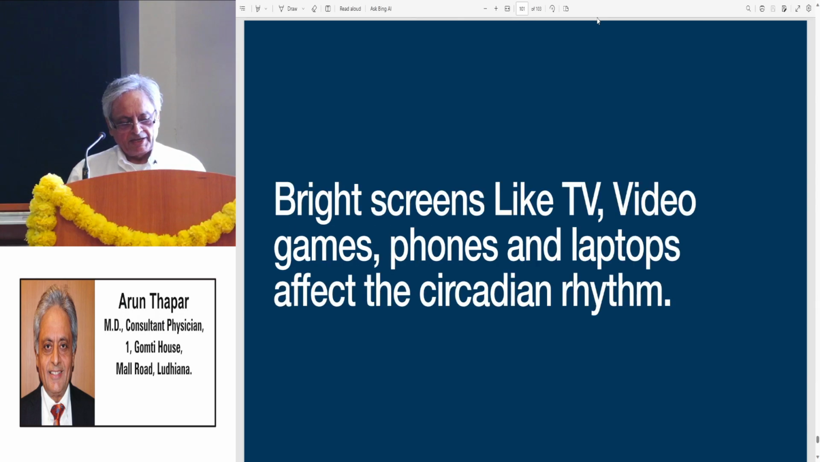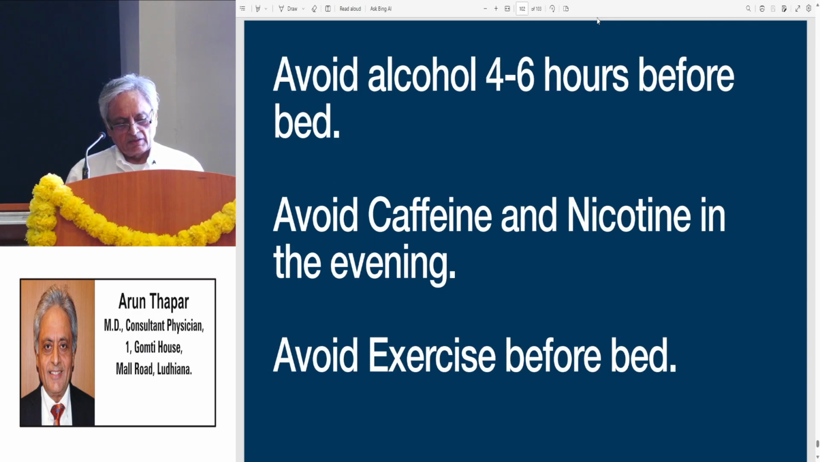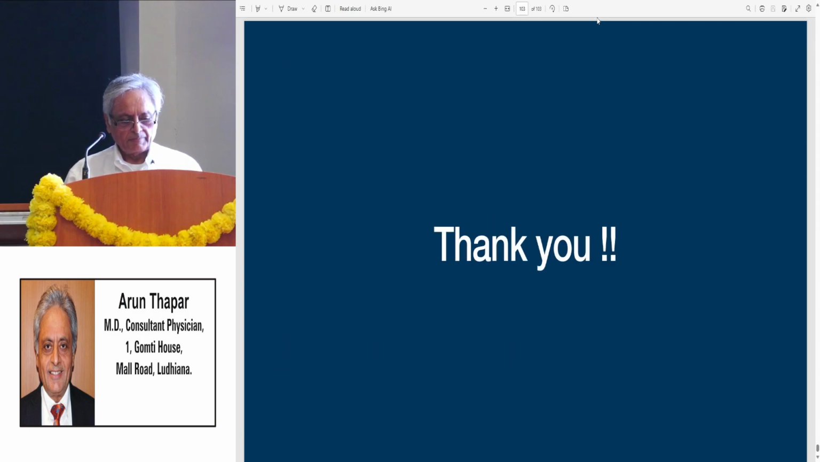A few words about sleep hygiene. Bright screens like TV, video games, phones and laptops affect the circadian rhythm and should not be used late in the evening. Avoid alcohol for at least 4 to 6 hours before going to bed. Avoid caffeine and nicotine in the evening. Avoid strenuous exercise also before going to bed.